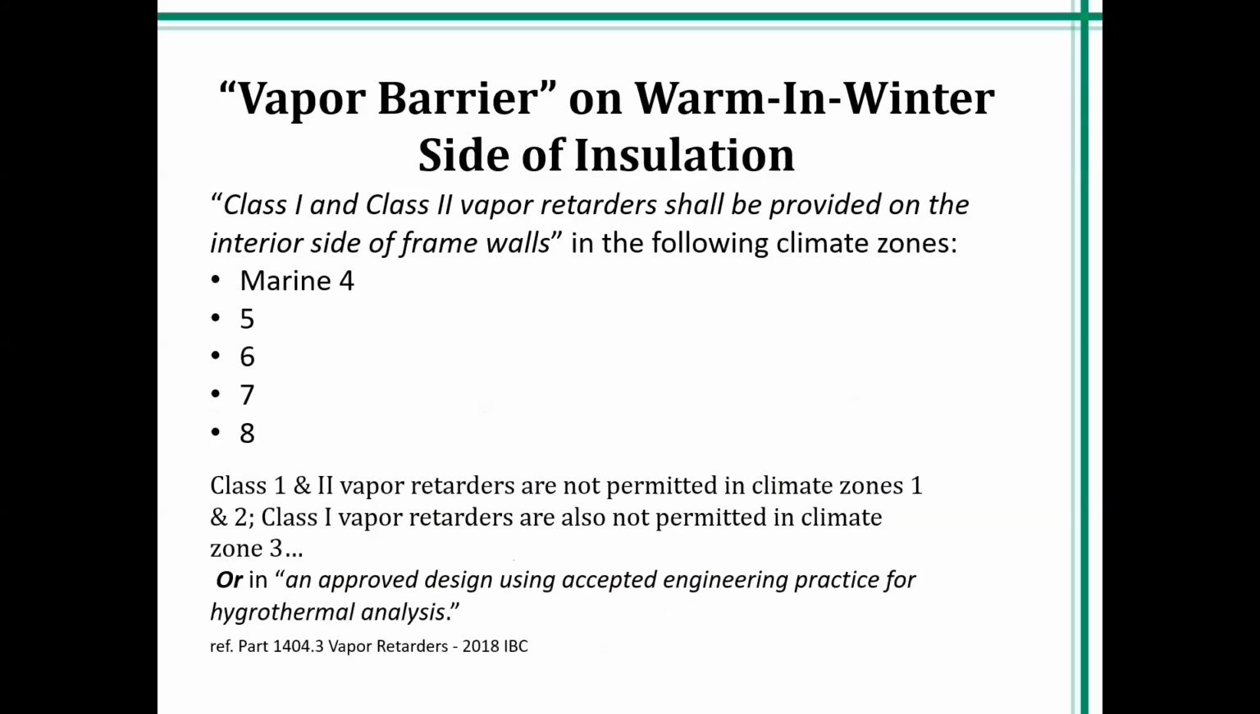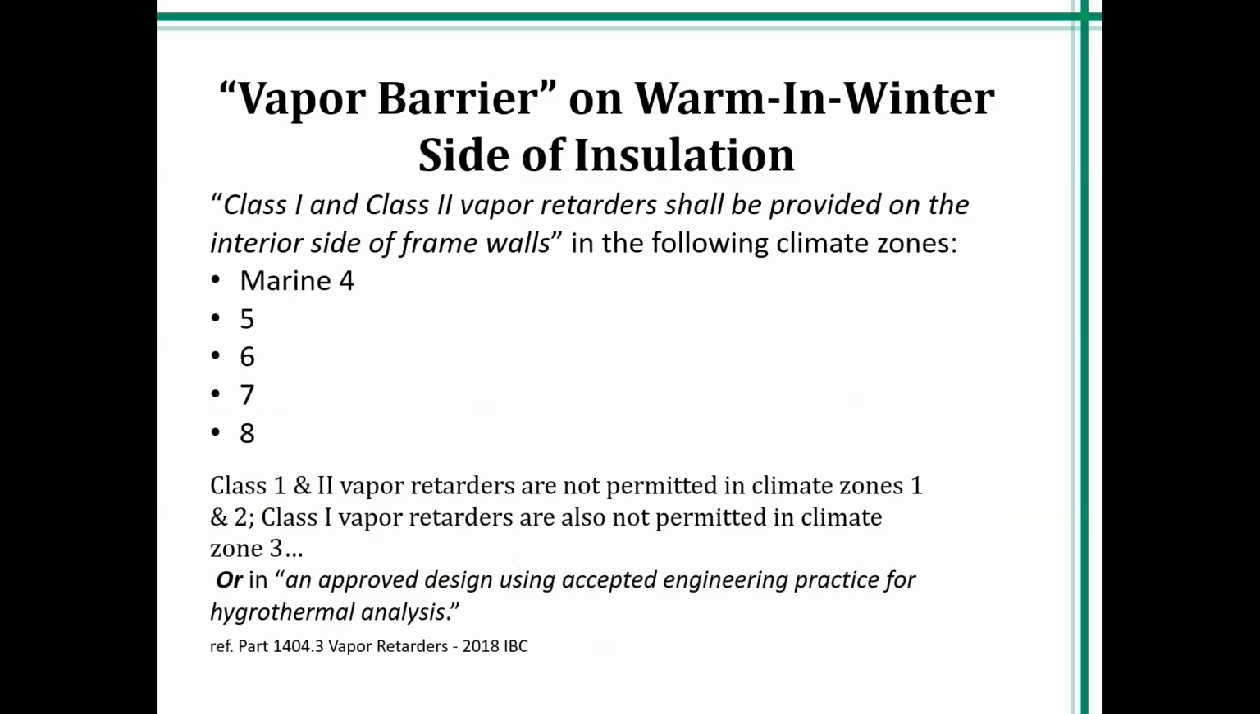Class 1, this is from Chapter 14, Exterior Walls of the Code. Class 1 and Class 2 vapor retarders shall be provided on the interior side of frame walls in climate zones 5, 6, 7, 8, and marine 4. So Class 1 and Class 2 vapor retarders are not permitted naturally in climate zones 1 and 2, as in my example on that Louisiana hospital project.